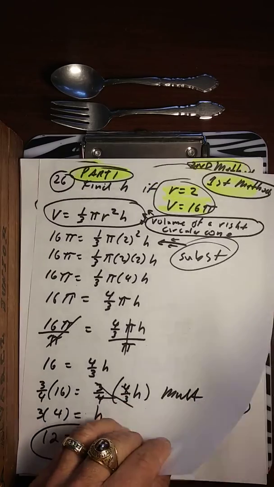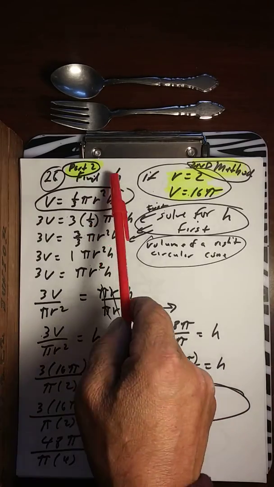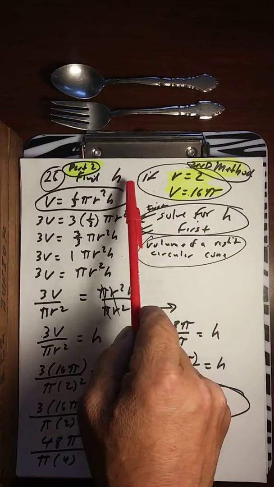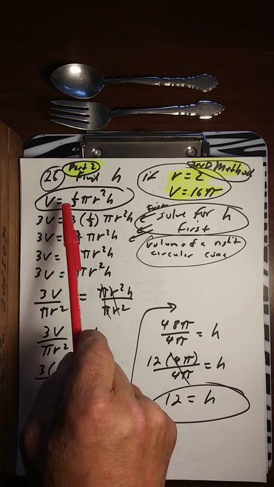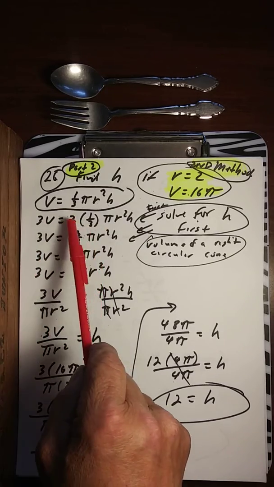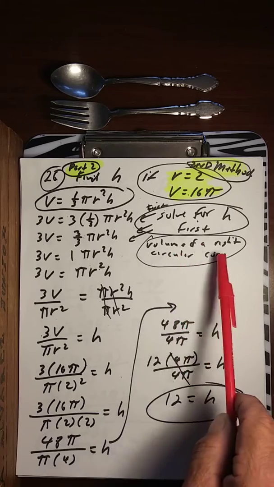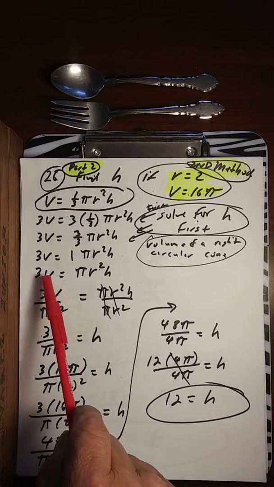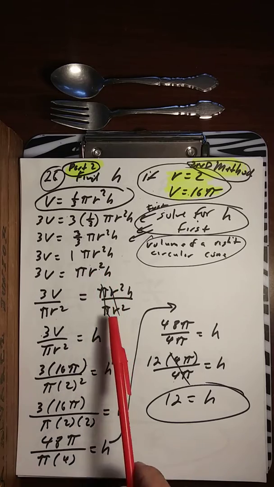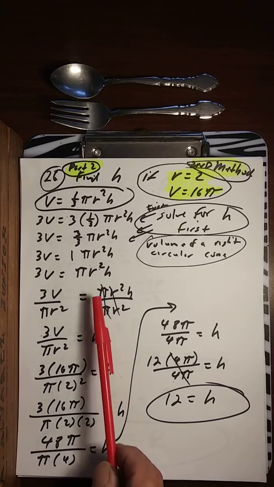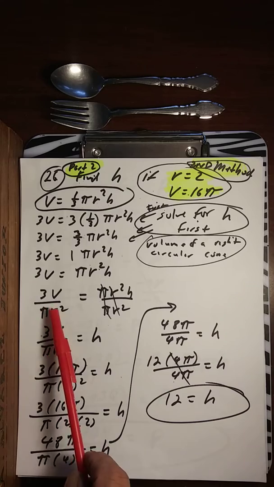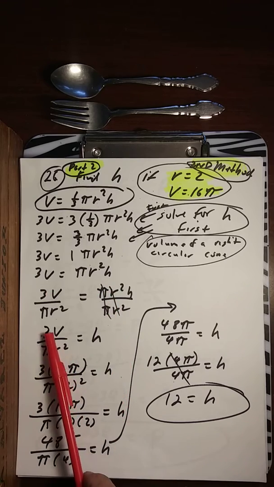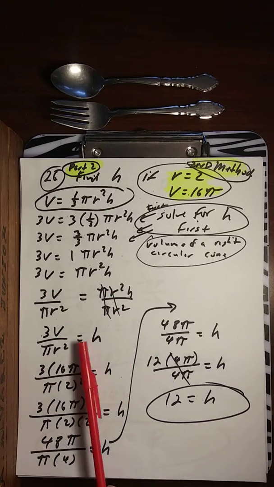Or another way to do it, find H. If you have these numbers, let's solve for H first. So multiply by 3 on both sides. So now these are gone, same thing. It's the volume of a right circular cone. So these are gone. 3 over 3 is 1. 1 times that is 3V equals 3 pi r squared H. Now let's divide both sides by pi r squared. These are gone. So we have 3V, big V, over pi r squared equals H.